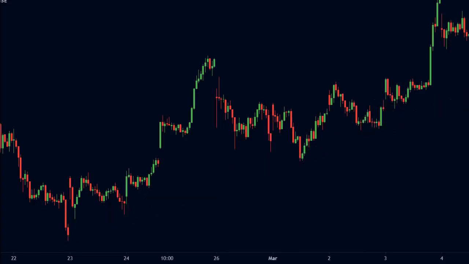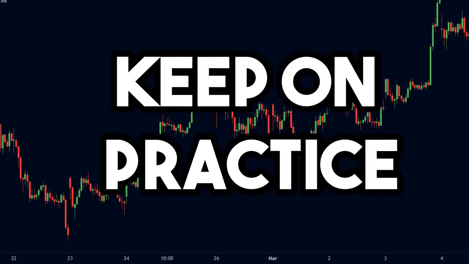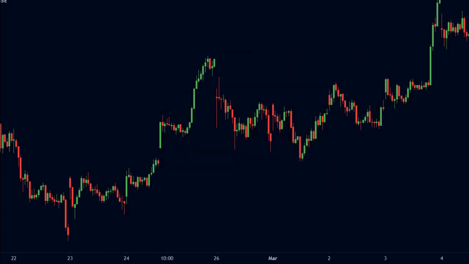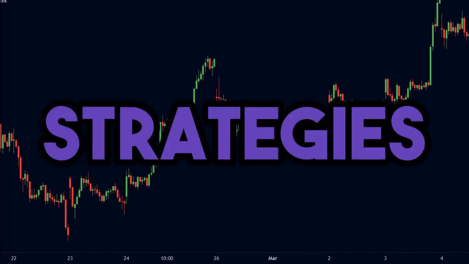If you follow these 3 rules, you will be able to plot the trend lines with high accuracy. In the beginning you might find it difficult, but as you keep on practicing, you will master the trend lines very soon. With that being said, let's get into the strategies.